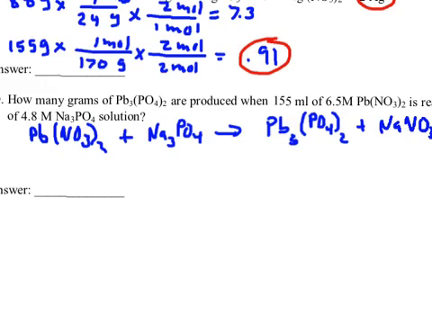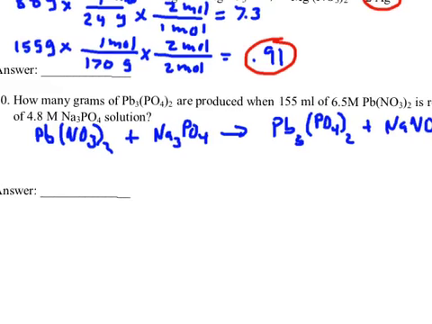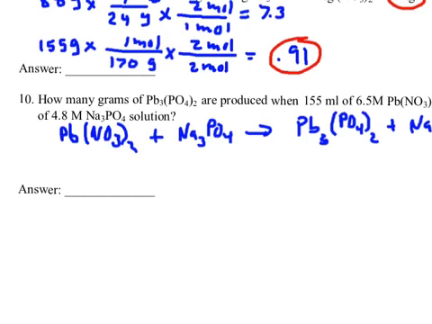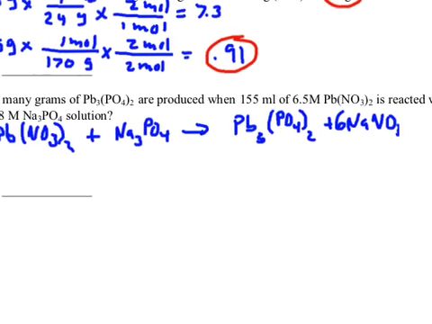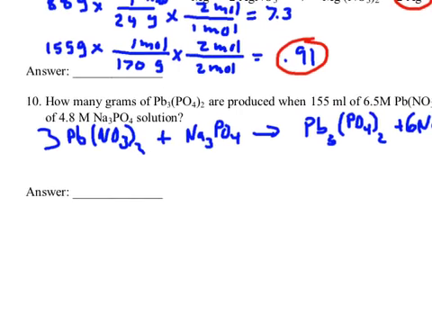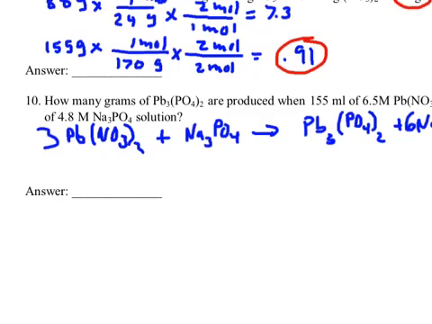So let's see. Here's how I'm going to do that. I'm going to say, well, we've got 3 of these, so I'm going to put a 3 here. Now my lead is balanced, and that gives me 3 times 2. That's 6 nitrates. So I'm going to come over here and put a 6. But as soon as I put that 6 there, that gave me 6 sodiums, 6 Na's. And since I have a 3 here, what times 3 gives me 6? Well, 2 does.